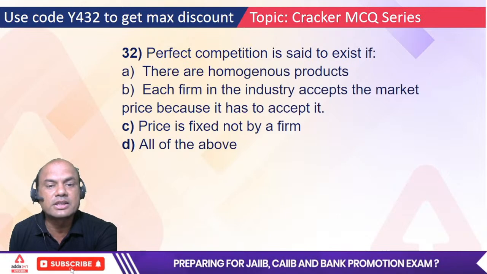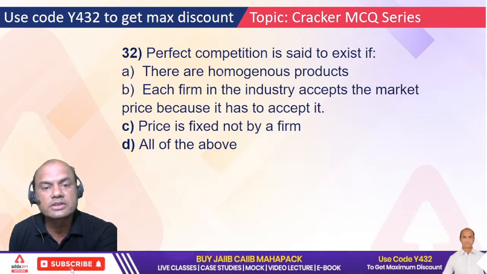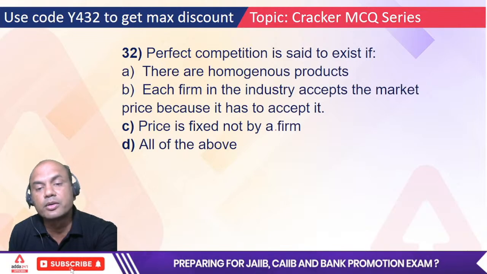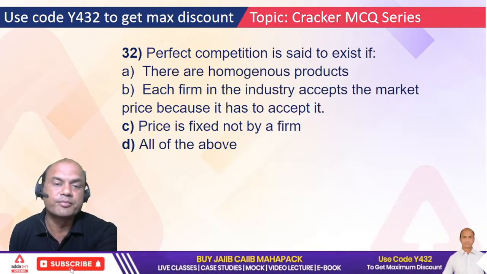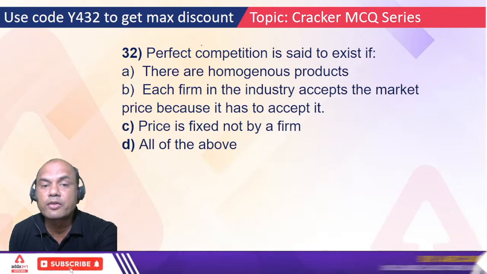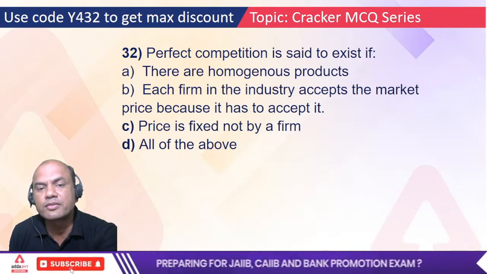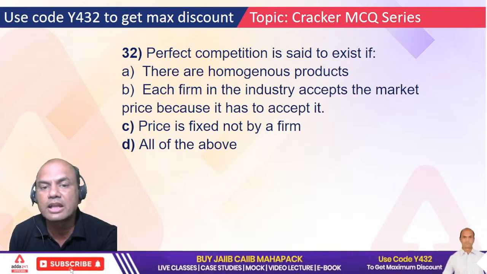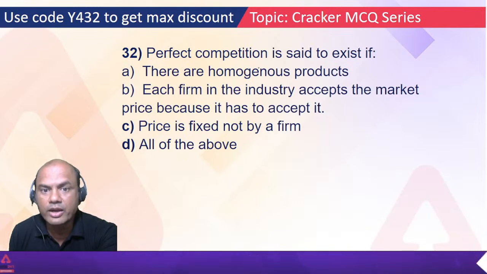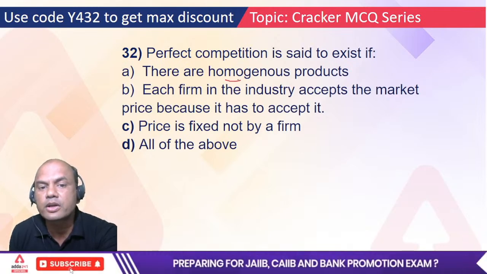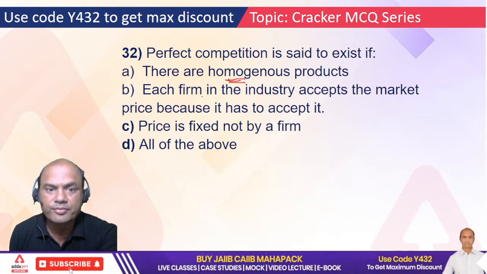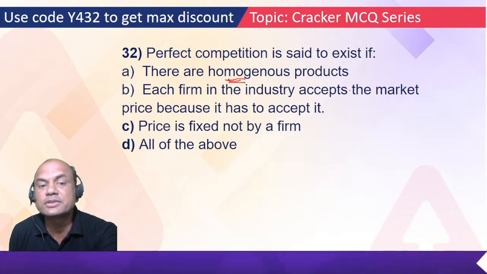So what is the answer amongst these? There are homogeneous products. Each firm in the industry accepts the market price because it has to accept it. Price is not fixed by the firm. And all of the above. So what can be the answer? Can you compete between a refrigerator and a television set? No. Why? Because the product should be the same, right? So there are homogeneous products. That is point number one. Each firm in the industry accepts the market price.